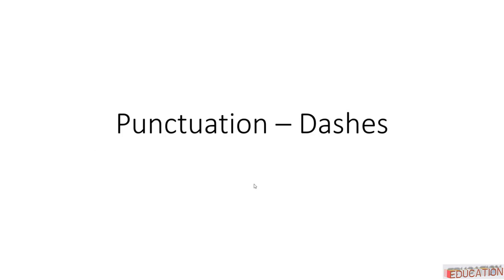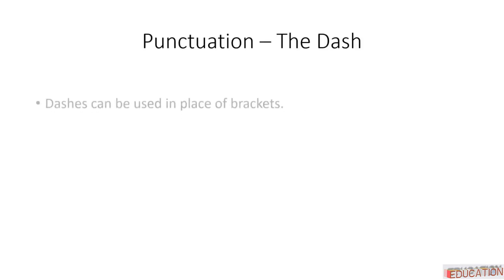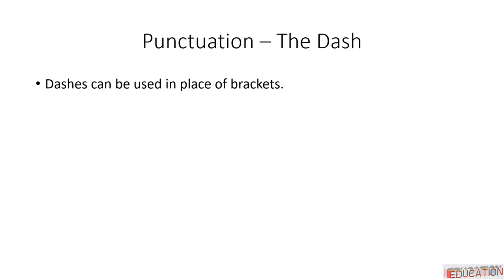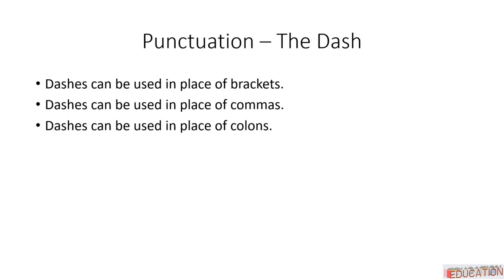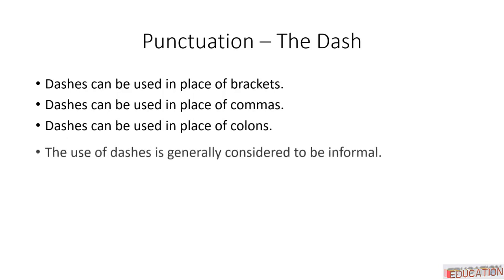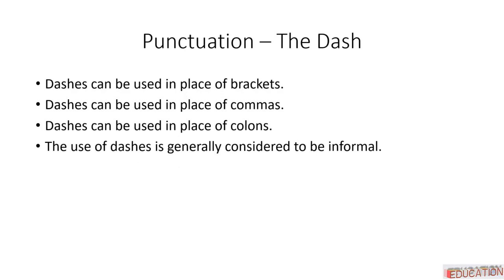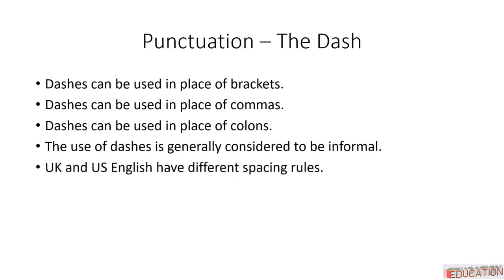This lesson is on the dash. Dashes can be used in place of brackets, in place of commas, or in place of colons. But the use of the dashes is really considered to be informal. So if you're writing a formal text, you would use the brackets, the commas, and the colons. If you're writing informal text, you can replace them all with a dash, as we'll see. And in England and America, they have different rules about spacing.